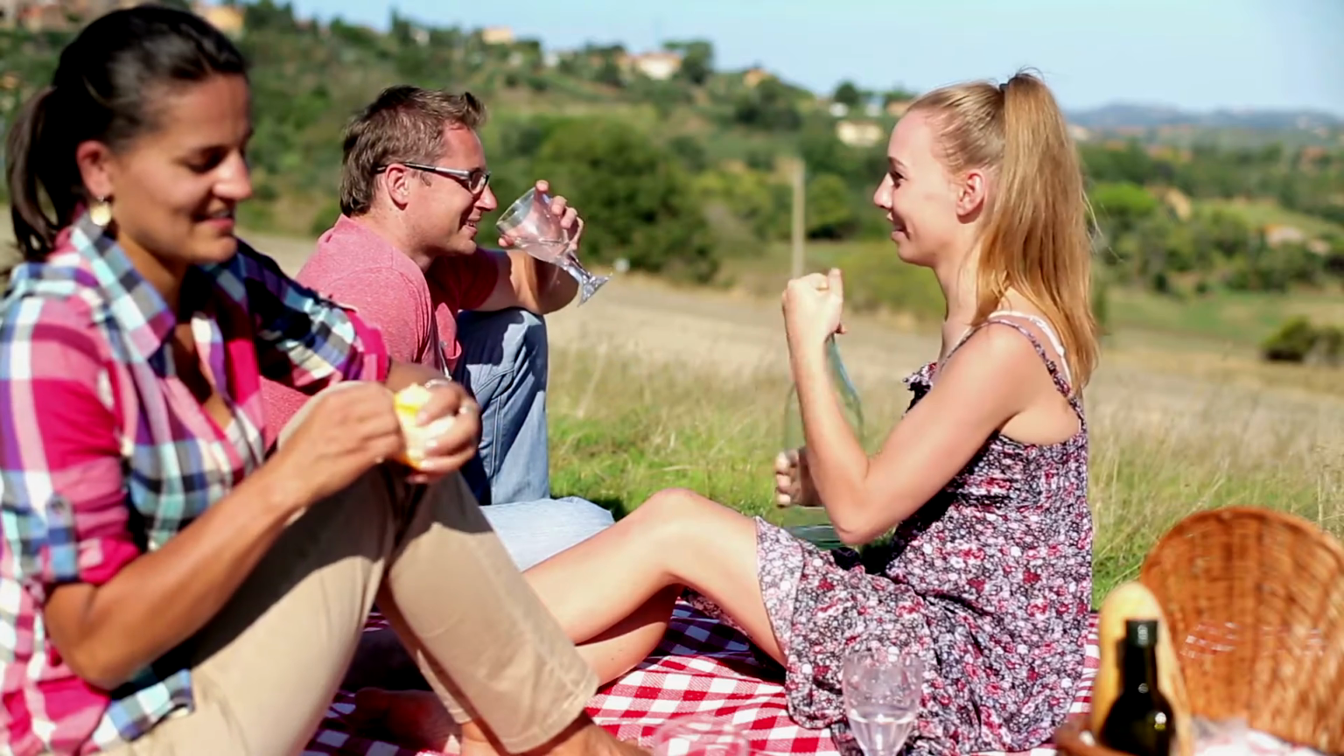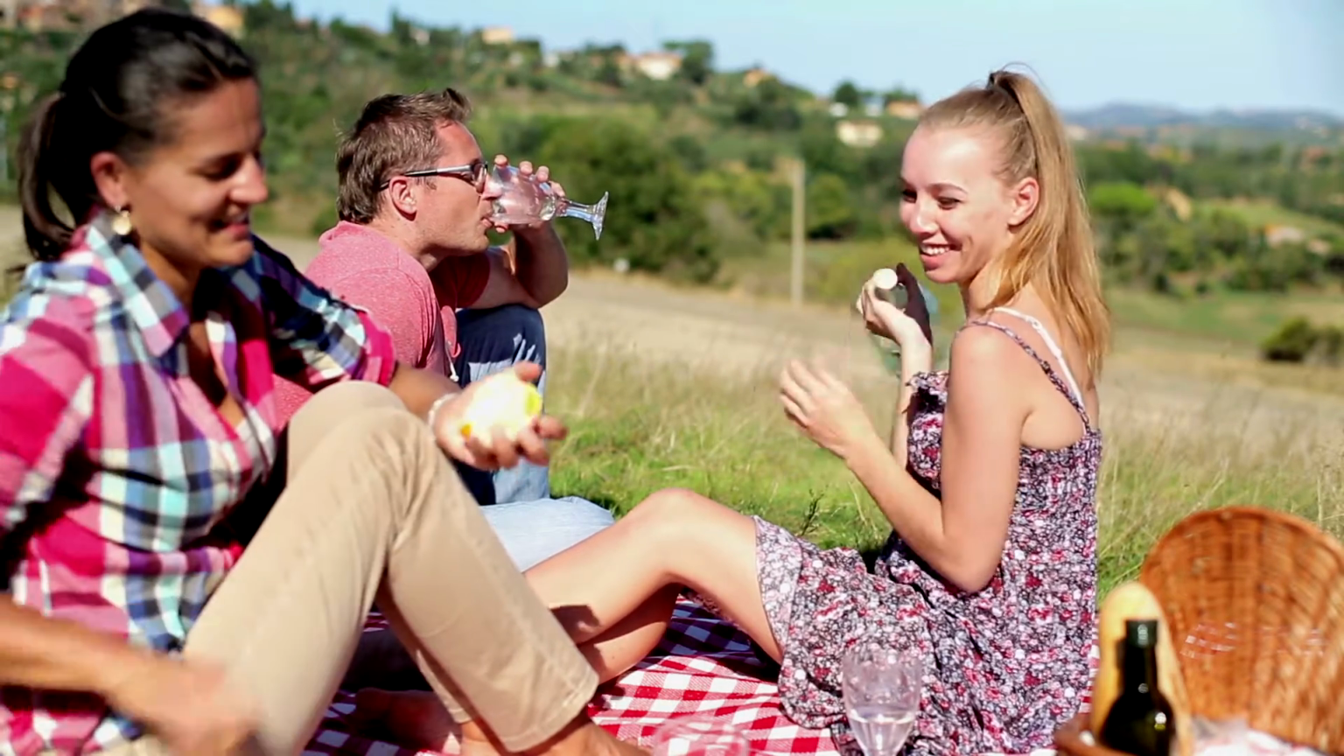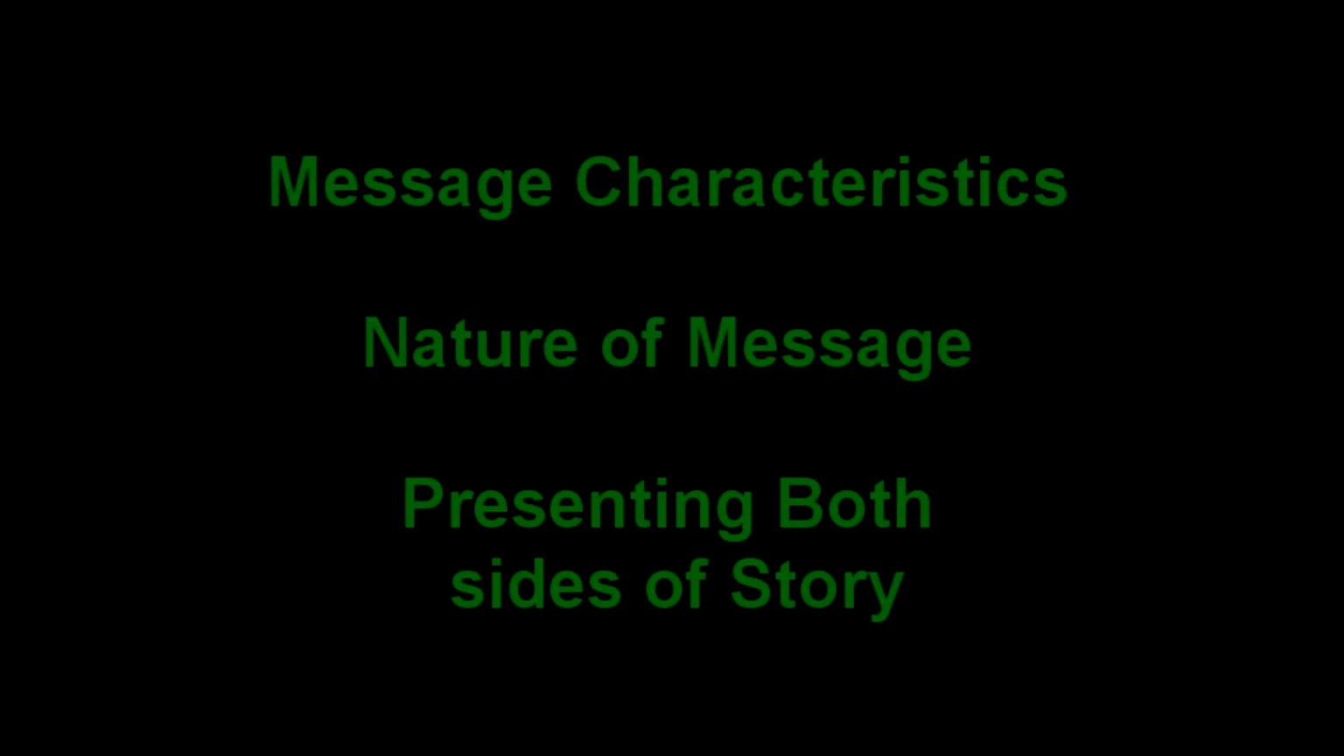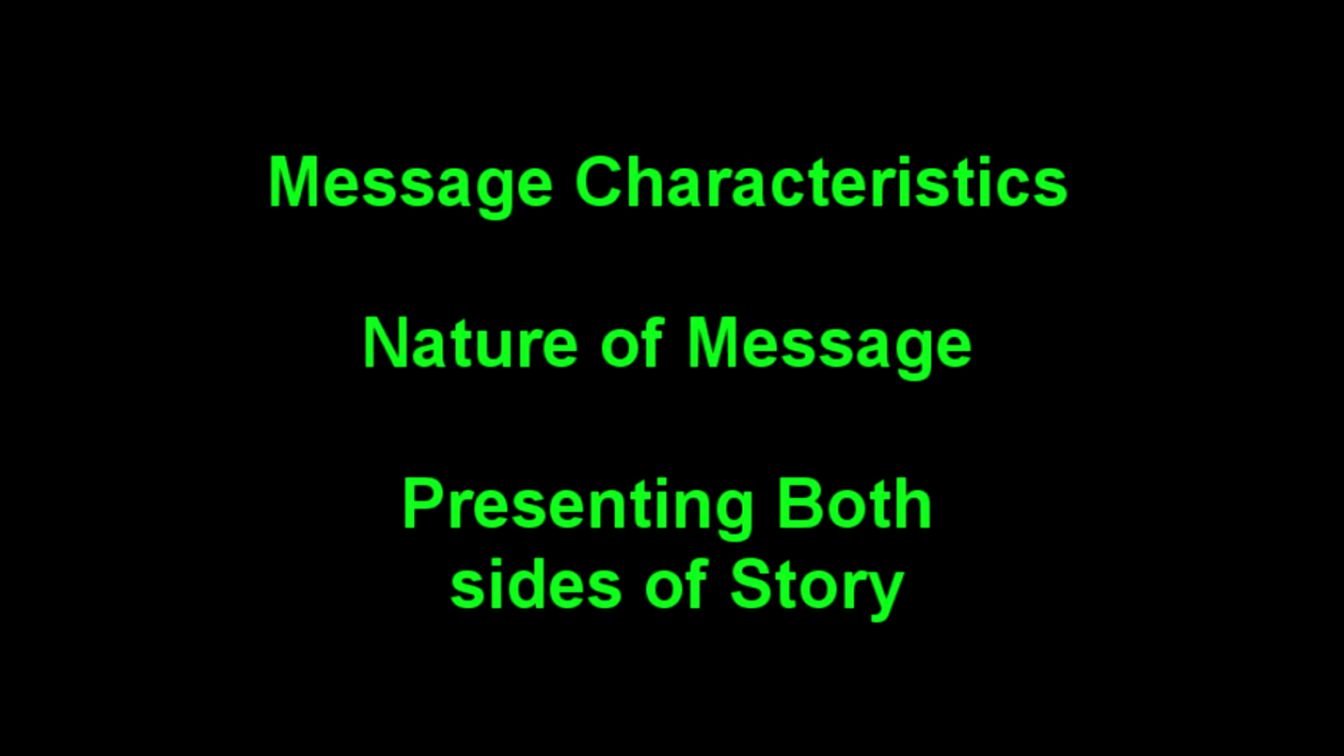Psychologists have found that there is a long-lasting effect when telling people a message. For example, when a message came from a credible source, its effect disappears over a period of several weeks. This is the so-called sleeper effect. The final variable is message characteristics. The nature of the message plays a role in persuasion. Hence, presenting both sides of a story is useful to help change attitudes.